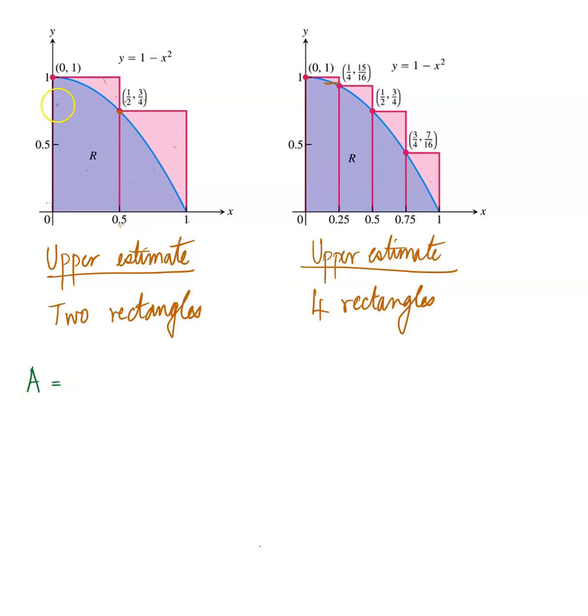So the length would be this, and the width would be this. Sometimes we just call them base and the height. The length would be called the height, and the width would be called the base. So it's either length times width or base times height. Either one or the other is the notation we use. That's how we find the area of one rectangle.